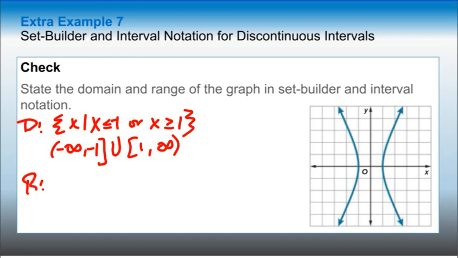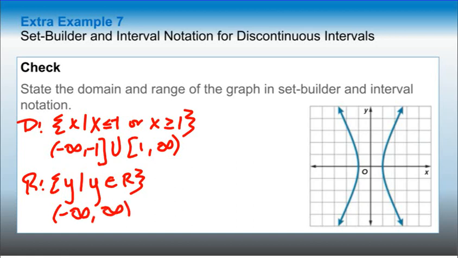And then the range in set builder would be y such that y is all real numbers. And in interval notation, we would write this as negative infinity to positive infinity. That is our lesson on functions and continuity.